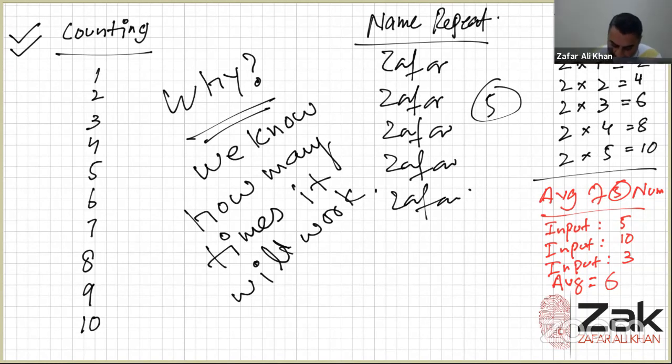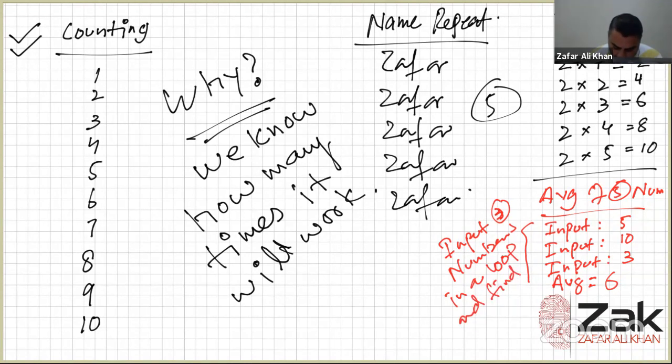So that is another example of average, where we would like someone to input 3 numbers in a loop and find the average. So you get the idea?